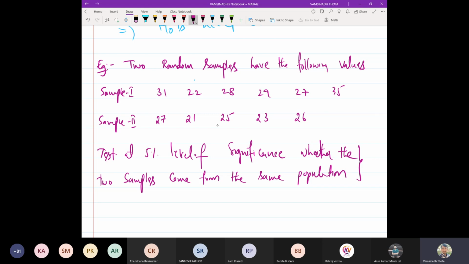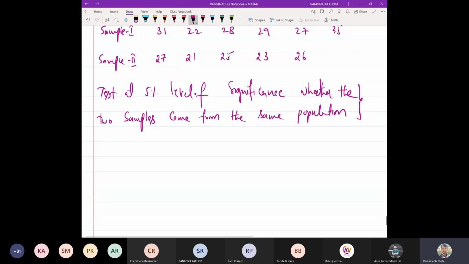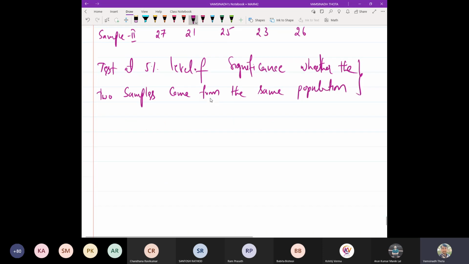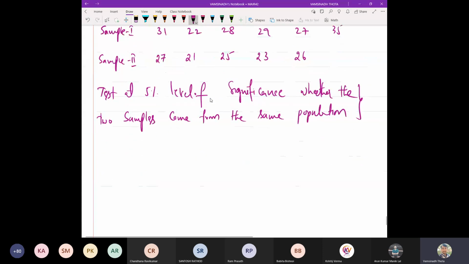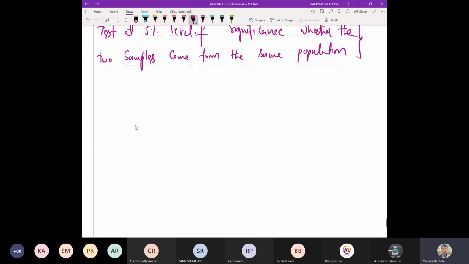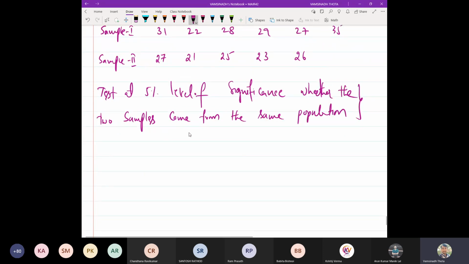So to answer this, what should we know? We should know there is no significant difference between the means, and we should also know there is no significant difference between the variances. So to answer this question, we need to do both the t-test and the f-test. For these we should know the mean and variance of the first sample, and of the second sample also. So we have to evaluate each and everything.